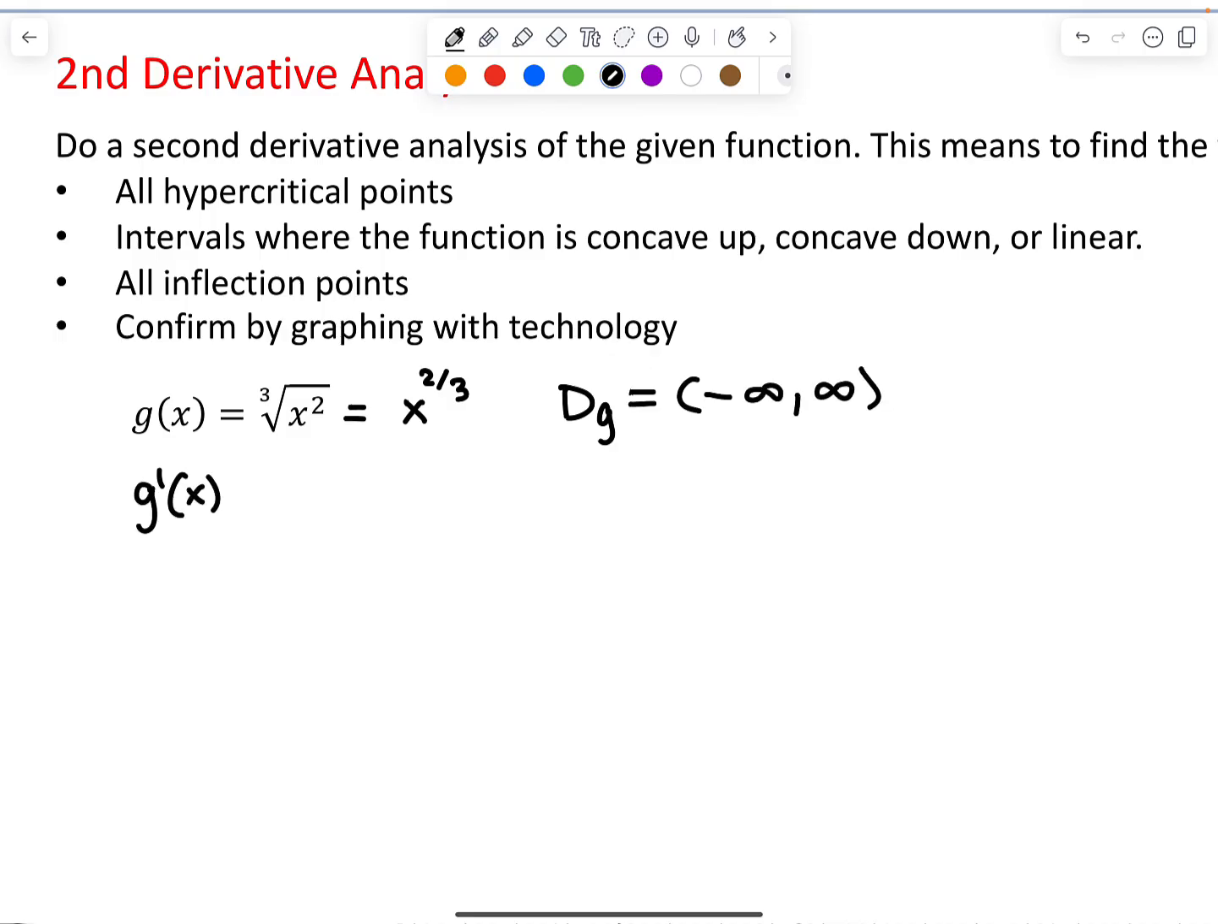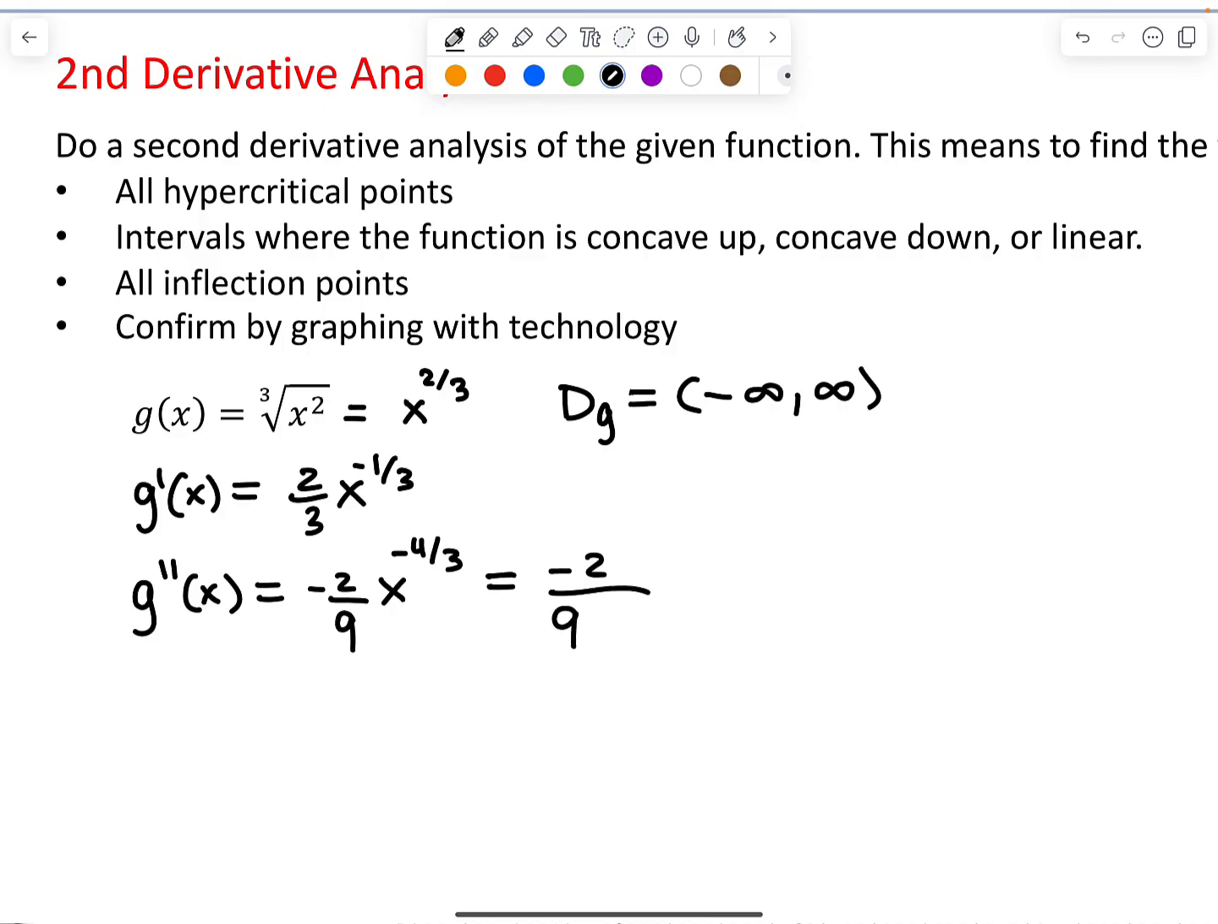Now let's find the first derivative. Power rule: 2/3 x to the -1/3. And then the second derivative: -1/3 times 2/3 is -2/9, and the power drops from -1/3 to -4/3. This could be rewritten as -2 over 9 times the cube root of x to the 4th, since the negative power pushes the x to the denominator.